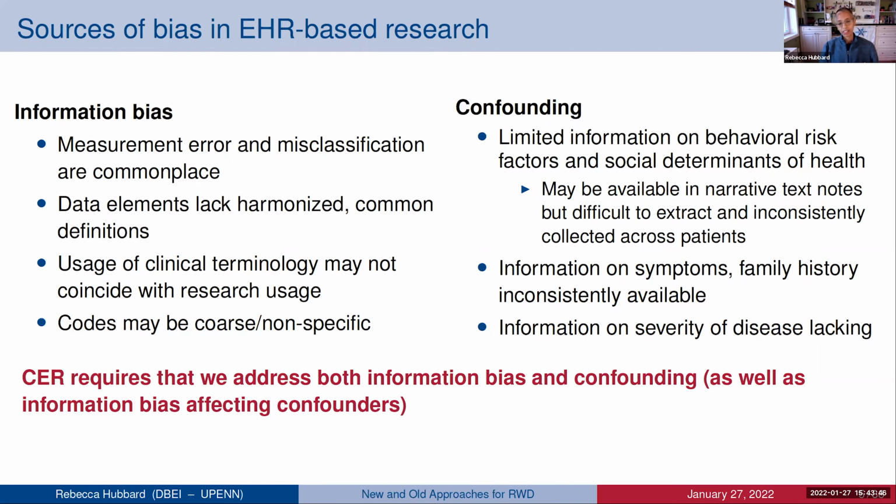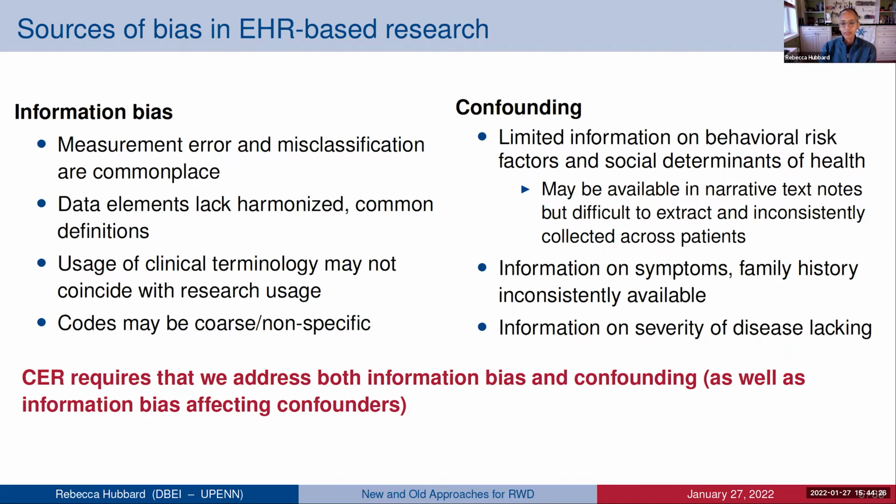Now, if we're trying to make treatment comparisons, we have additional problems that are introduced due to confounding. So confounder control using EHR data is quite challenging because we have limited information on many things that are potential confounders, including behavioral risk factors and social determinants of health, things like family history and symptoms, which may be recorded for some patients sometimes, but tend not to be systematically captured in EHR data, and things like disease severity.